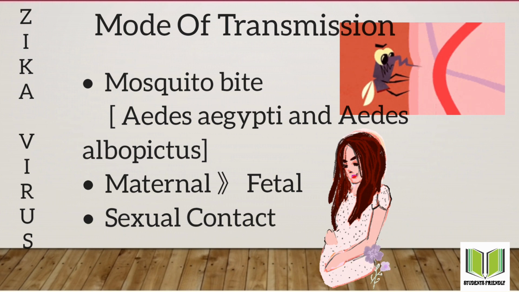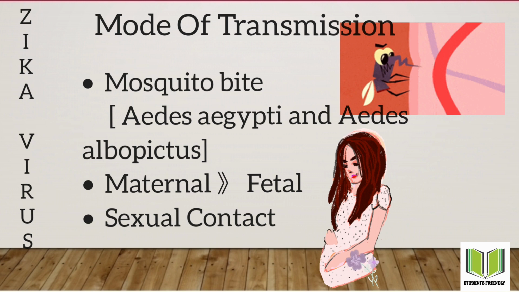The main way Zika disease is transmitted is from the bite of an infected mosquito. Once a mosquito bites a person who is infected with the virus, after about 10 days the mosquito is able to transmit the virus to other people it bites.